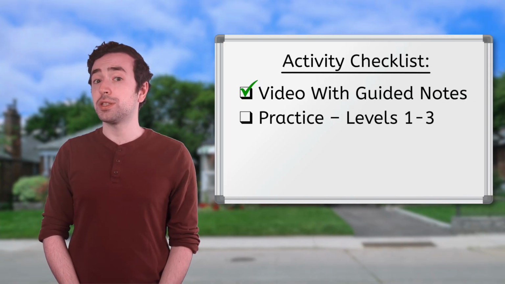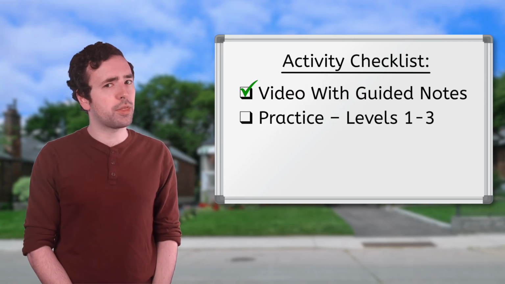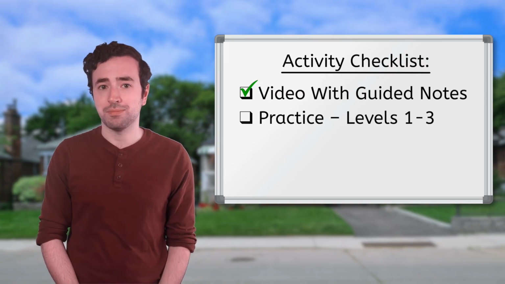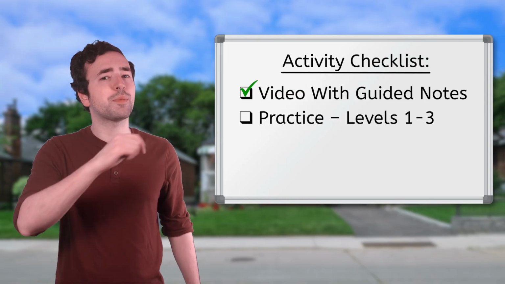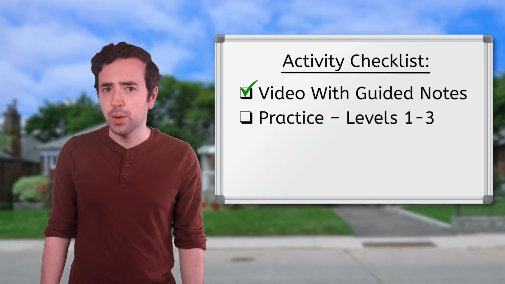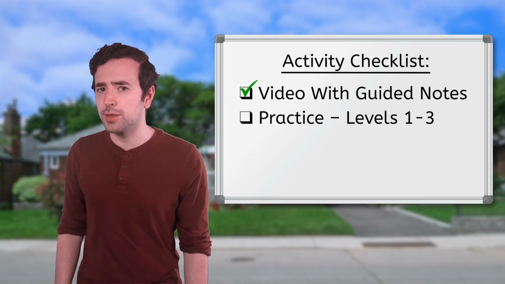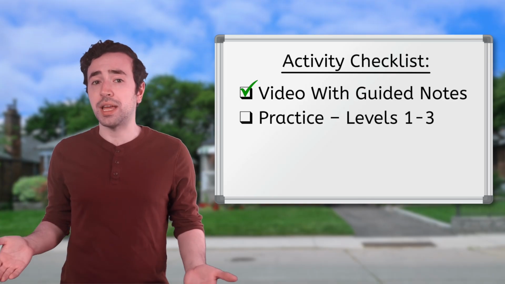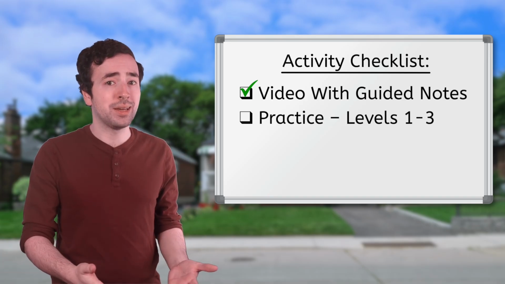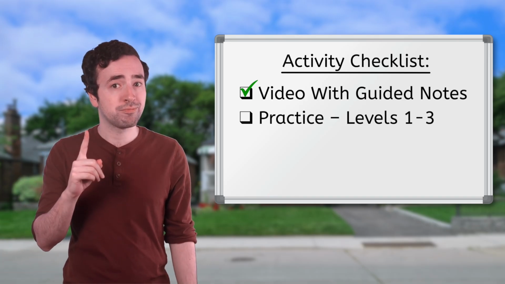Make sure you finish the guided notes and complete levels 1 through 3 of the online practice. Until next time, keep questioning, keep calculating, and remember, when you have two known values working with the variable, it's helpful to ask yourself which one is being repeated and which one only happens once.